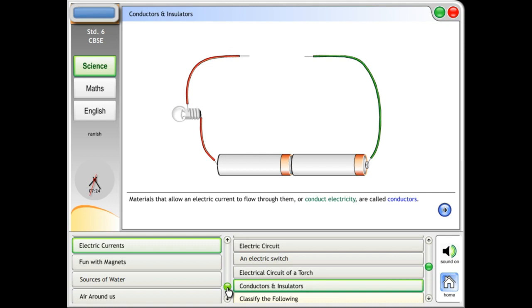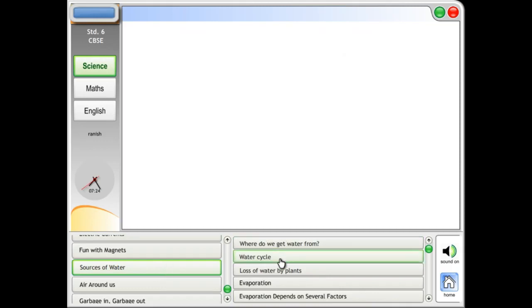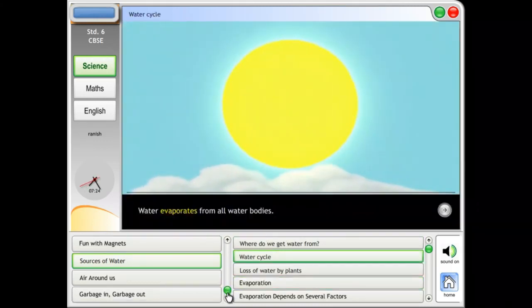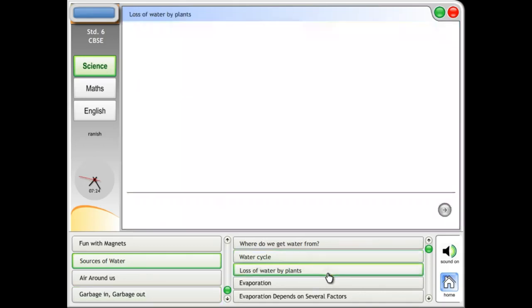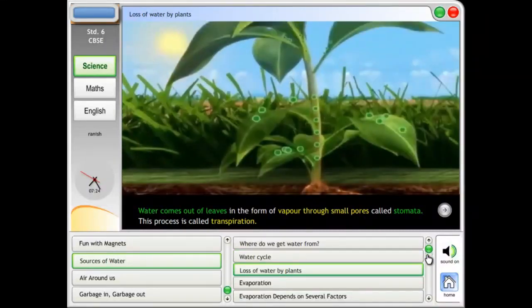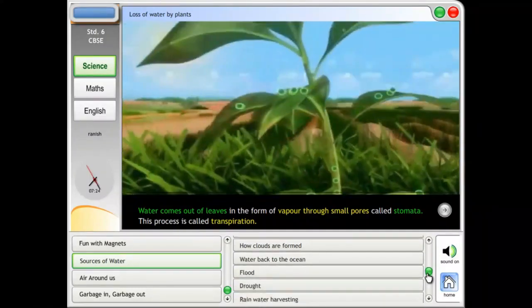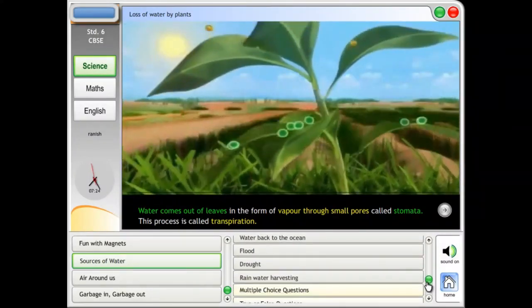Conductors and insulators. Materials that allow an electric current to flow through them are conductors. Water cycle. Water evaporates from all water bodies. Transpiration. Water comes out of leaves in the form of vapor through small pores called stomata. This process is called transpiration.